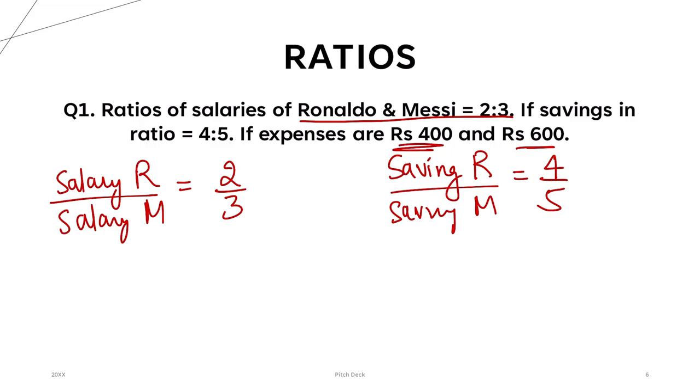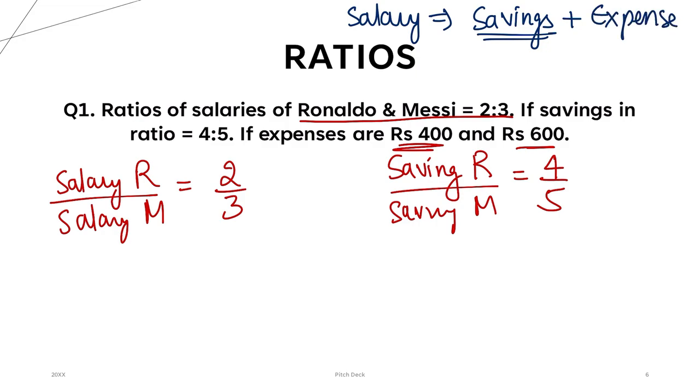Now, you have to note that whenever a person has a salary, he could either save it, meaning savings, or spend it, meaning expenses. So salary is equal to savings plus expenses. This is the thing you have to know; it will be handy in many types of questions. Salary is equal to savings plus expenses.